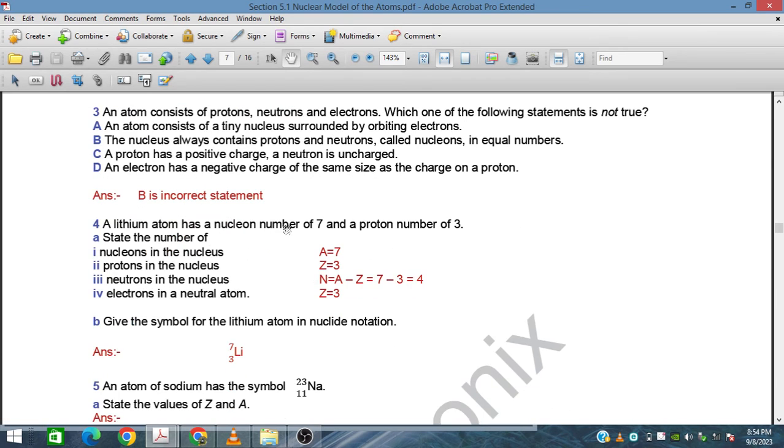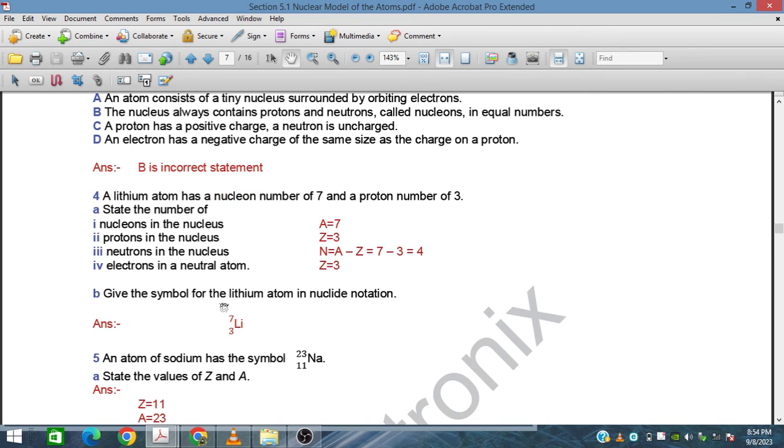A lithium atom has a nucleon number of 7 and a proton number of 3. State the number of nucleons, protons, neutrons and electrons. The number of nucleons is 7, and the protons in the nucleus number 3. The neutrons in the nucleus are A minus Z, the total number of nucleons minus the number of protons, so this is 4. There are 4 neutrons inside the nucleus, and the electrons in the neutral atom equal the number of protons, so this is also 3. So the nucleon number is 7, protons 3, electrons 3, and neutrons 4.